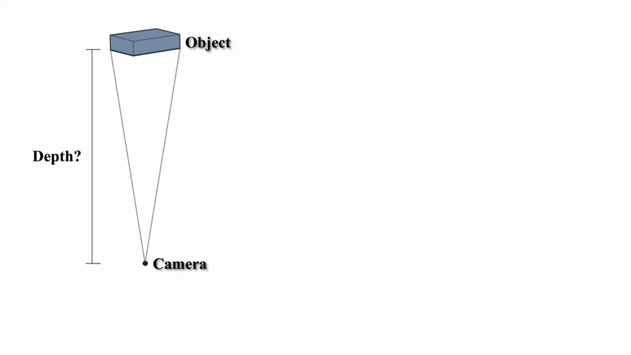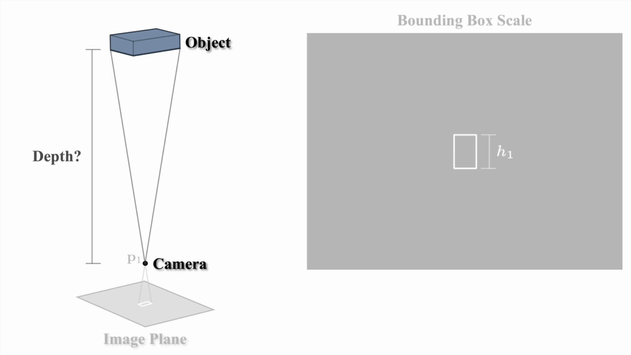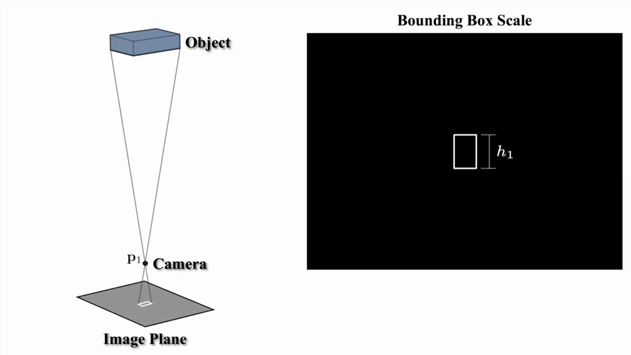Next, let's talk about how it's even possible to find depth from motion and detection. Using our motion and detection model, we'll show a few different examples. Assume that we have an object in view of a camera. Using object detection, we can find the bounding box for the object and determine its scale using box height h1 for the camera's current position p1.